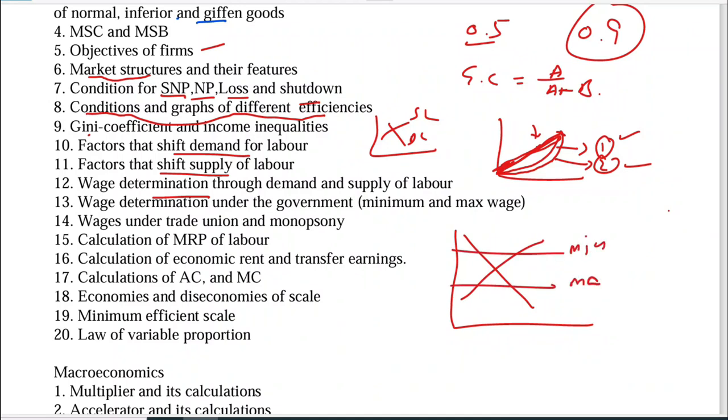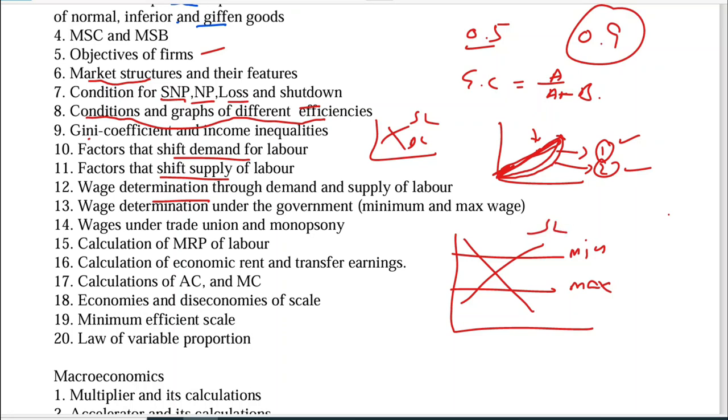You must know that when a minimum wage is set, then demand for labor is less, and supply of labor is more. It causes a surplus supply of labor. And when a maximum wage is set, then supply of labor is less, and demand for labor is high. So this area shows a shortage of labor.